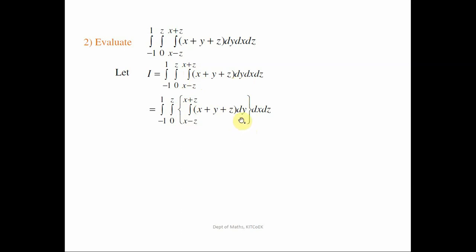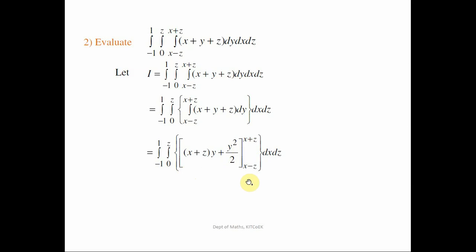So while integrating with respect to y, x and z are constants. So I will take these two terms together, which are constants here, x plus z. Hence its integration is, just concentrate on the bracketed integral, x plus z constant, its integration is (x plus z) into y, and then plus one more term is there which is y, so its integration with respect to y is y square by 2, and for this the limits are x minus z to x plus z.